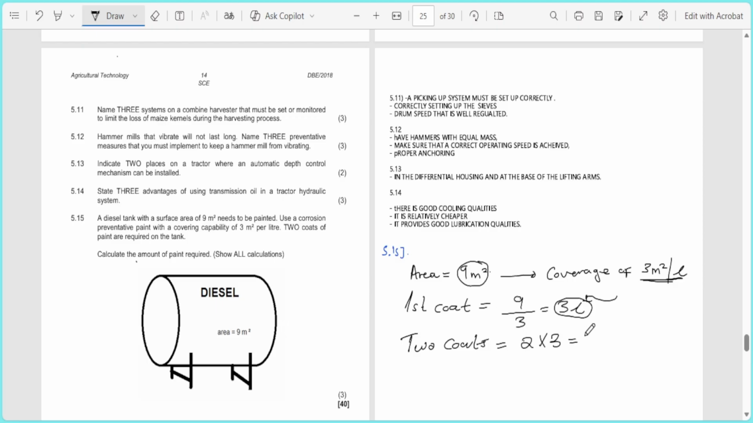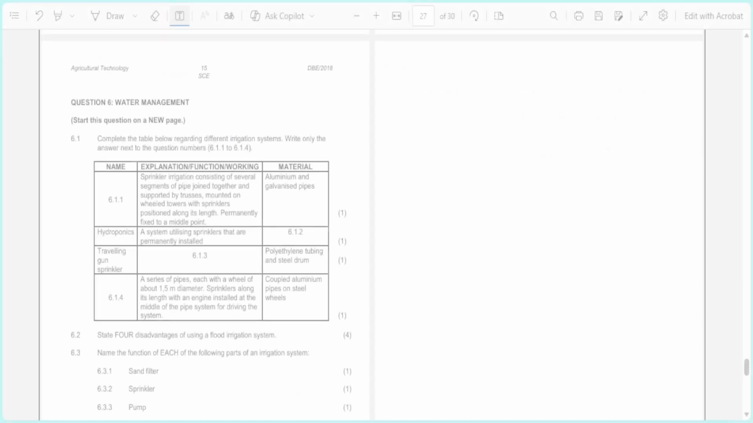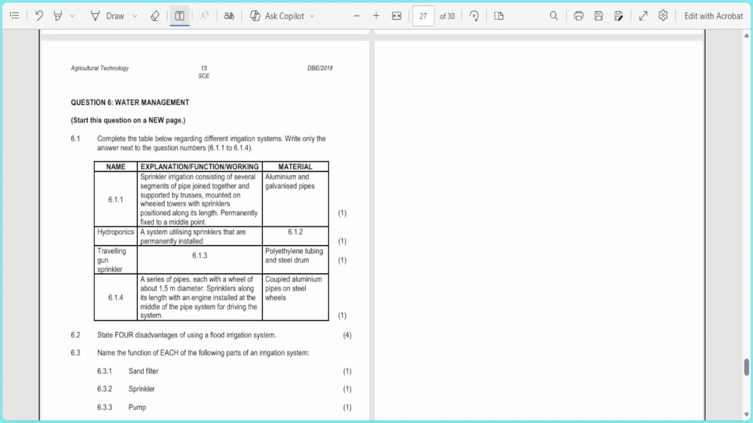So that's going to be 6 liters in total. 6 liters in total. So that's our question. Right, question 6. This is the last section of the question paper. It's based on your water management. So let's wrap it up.